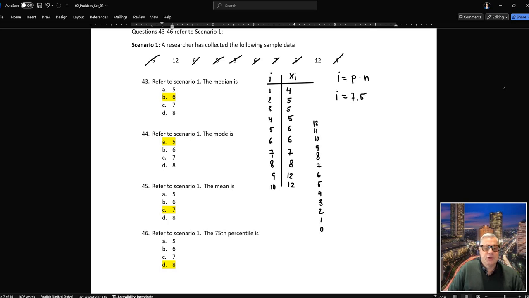Okay, so now the 25th percentile. We haven't calculated that, but if we look for the 25th percentile, the index is 2.5. So not an integer, so we have to go to the third, and the third has a value of 5. So this would be the 25th percentile, and we already calculated the 75th percentile. That's 8. So this would be the box.